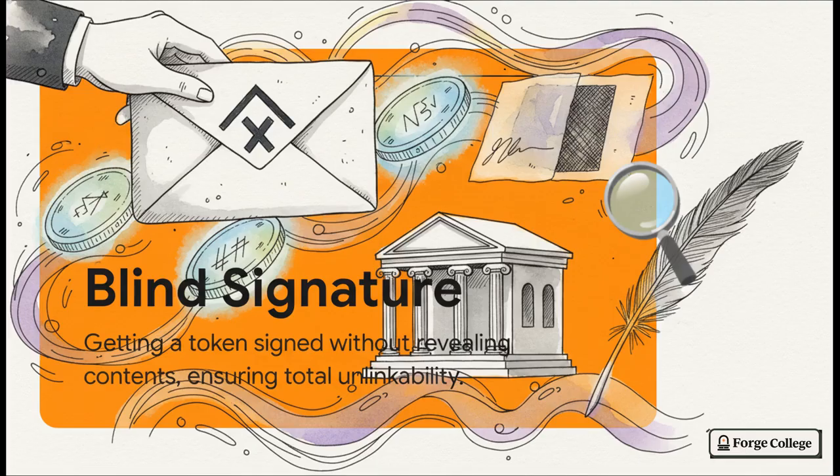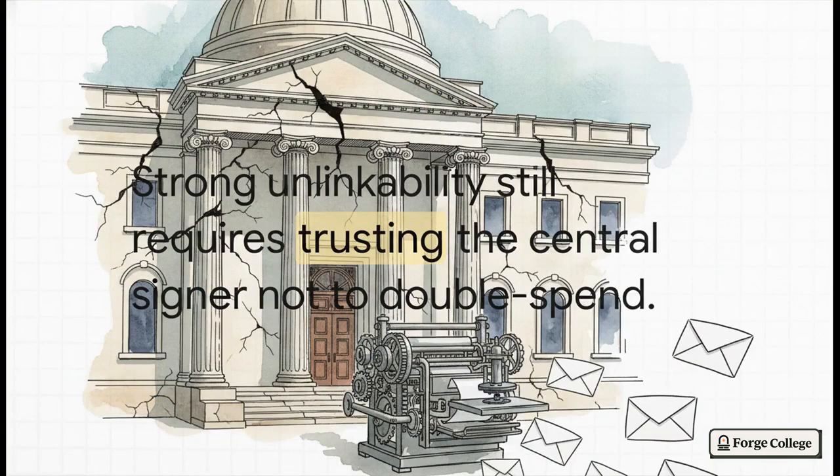It's brilliant. This cryptographic method ensures what we call unlinkability. The bank cannot correlate payments to individuals, effectively stopping them from spying on you or censoring your transactions. But, as always in tech, there's a catch. Sure, we gained incredible privacy, but strong unlinkability still requires trusting the central signer.